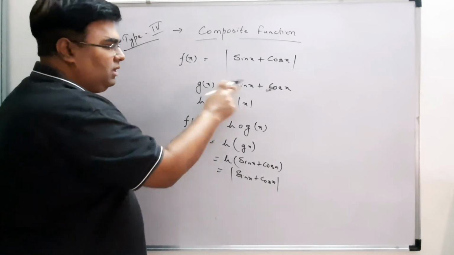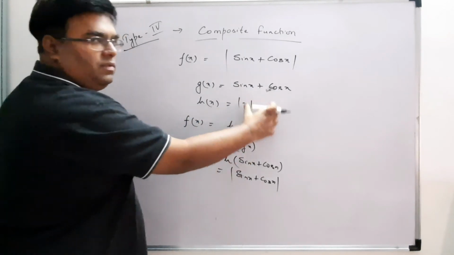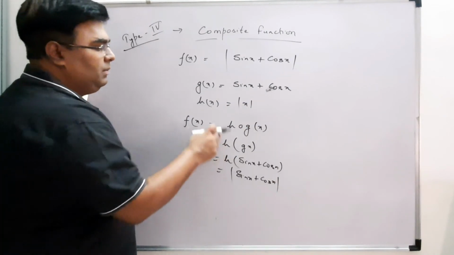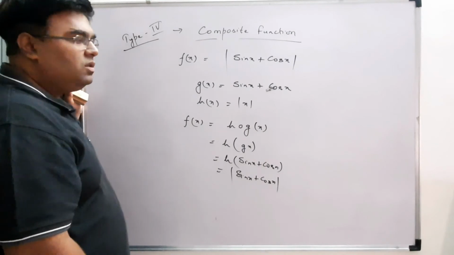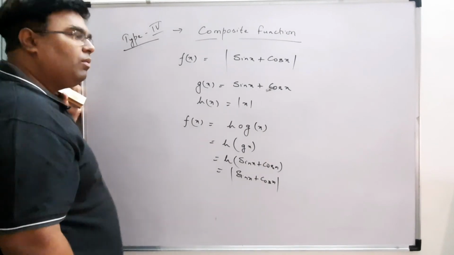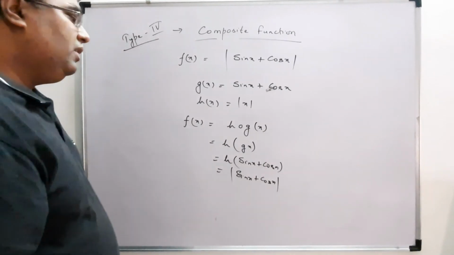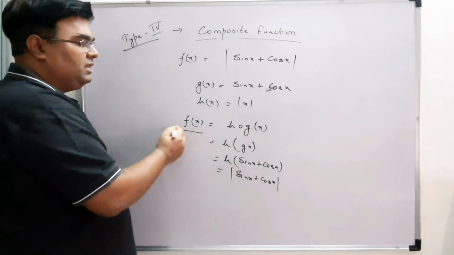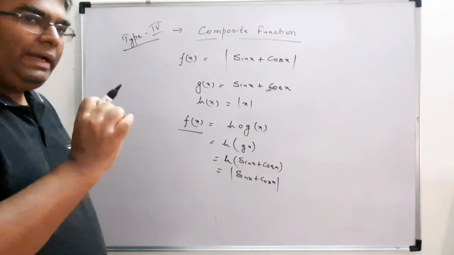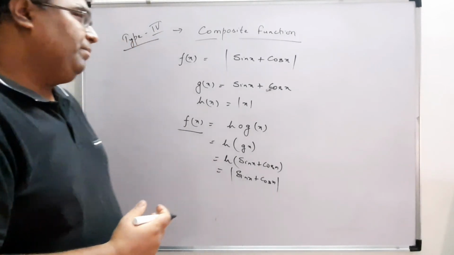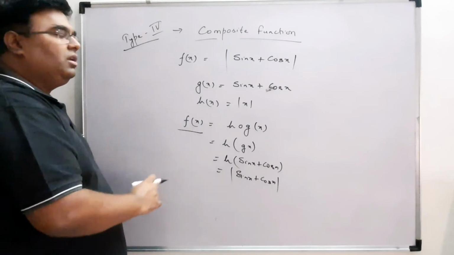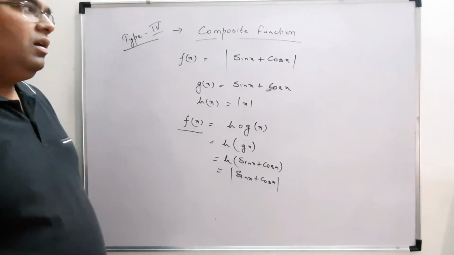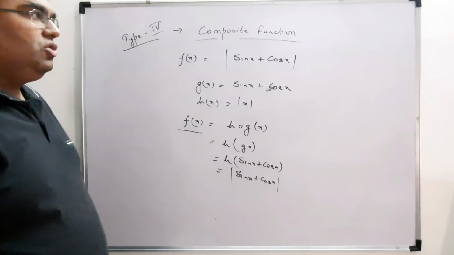Now g(x) is continuous. Why? Because it is a combination of sine and cosine, and we know that sine and cosine are continuous everywhere. Similarly, your h(x) is also continuous because it is a modulus function, and we know that the modulus function is continuous everywhere. So h o g is also continuous, so f(x) is continuous. You need to write statements about these things, that g(x) is continuous, h(x) is continuous, and hence f(x) is also continuous. So this was the general case.